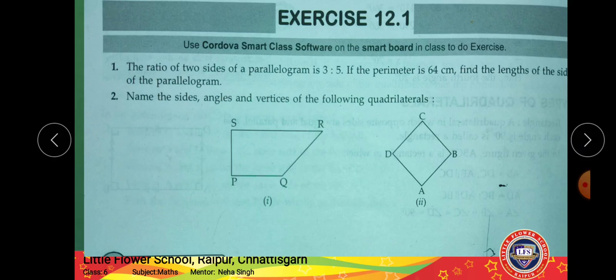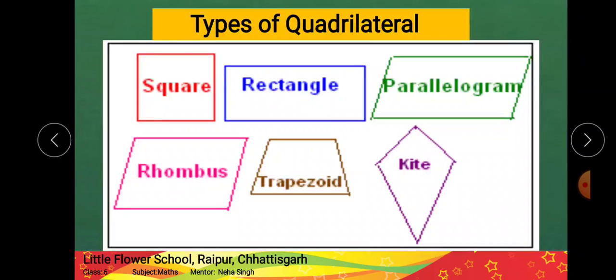Coming to the exercise questions, first question is the ratio of 2 sides of a parallelogram. What is a parallelogram? A figure with opposite sides parallel. Square and rectangle, you are used to these two figures, but parallelogram is new for you. A figure with opposite sides parallel is called a parallelogram.